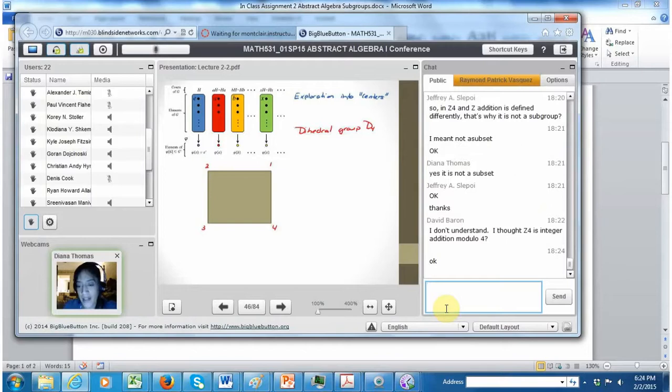You can probably understand that even more with Z4 and Z8, right? You can see that in one of them, when you add, you're adding mod 8, and in the other one, you're adding mod 4. So Z4 cannot be a subset.